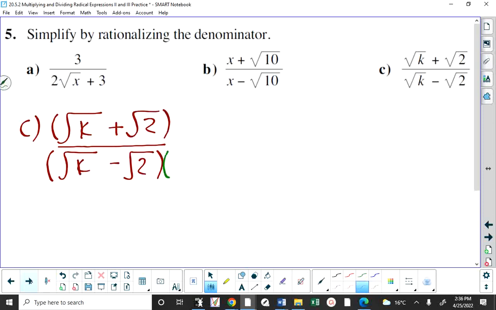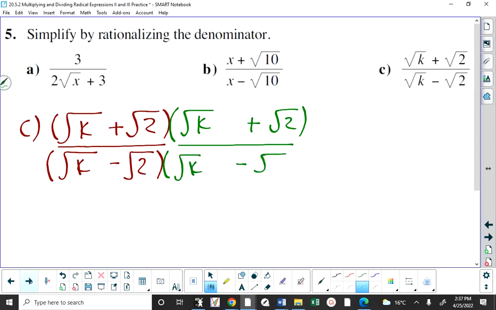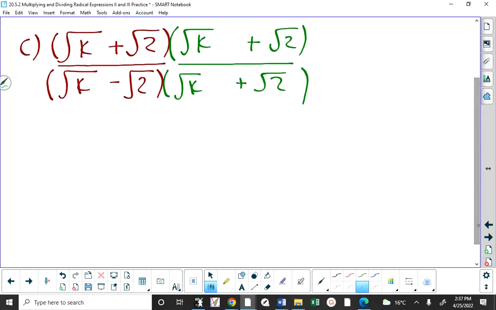So we are going to have to multiply top and bottom by root k plus root 2. Not because that's what's on the top, but because that's the conjugate of the bottom. So we're multiplying the top and the bottom by the conjugate of the bottom. So on the bottom, we're just going to have FLA, which will be root k times root k minus root 2 times root 2, which will be k minus 2.